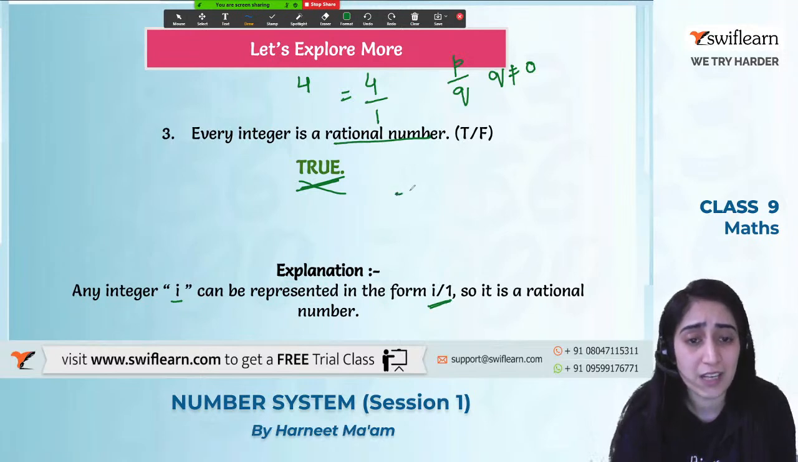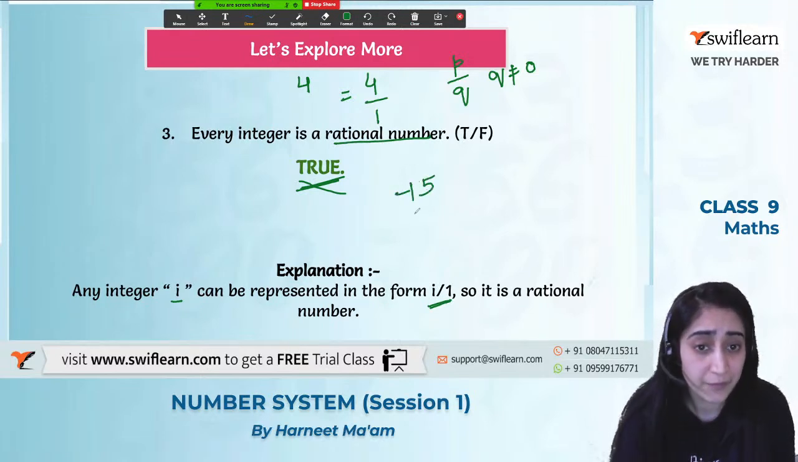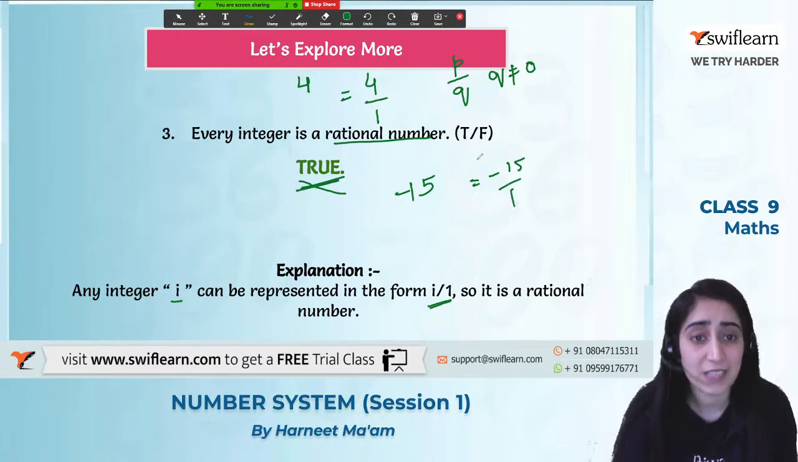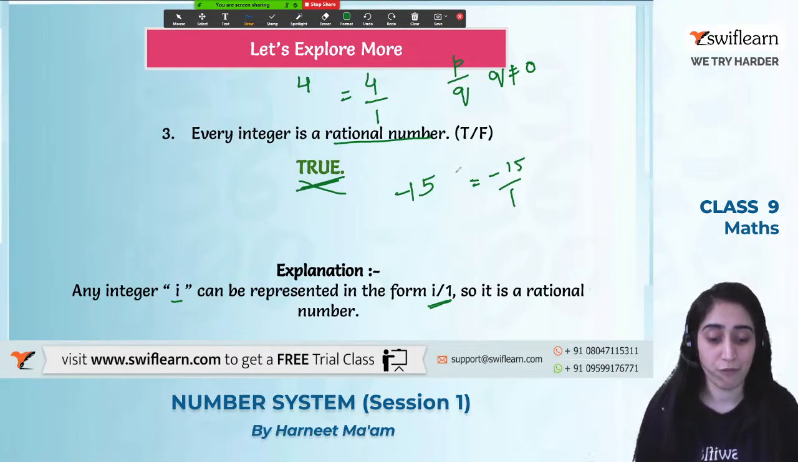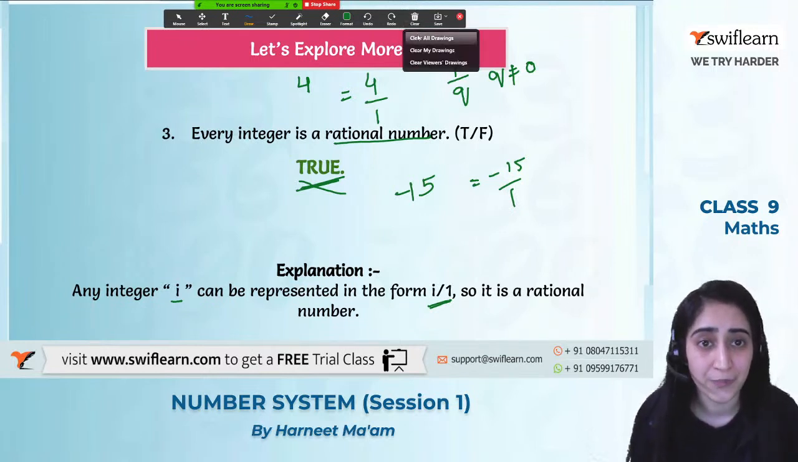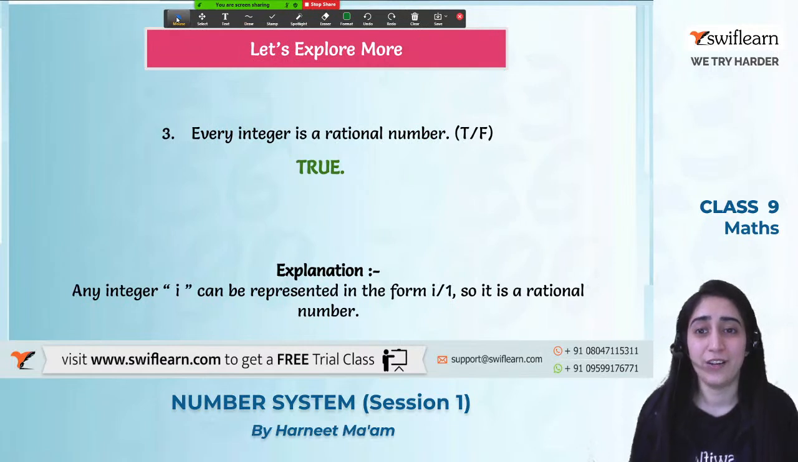If I take a negative as well, let's say -15, can I write it as -15 by 1? Yes. So similarly, I can say that yes, we can write every integer in the form of a rational number. Clear? Okay, great. Moving on to the next question.